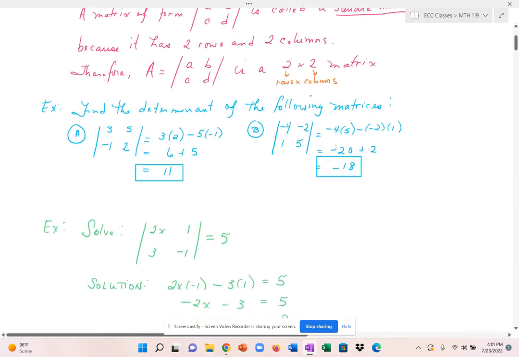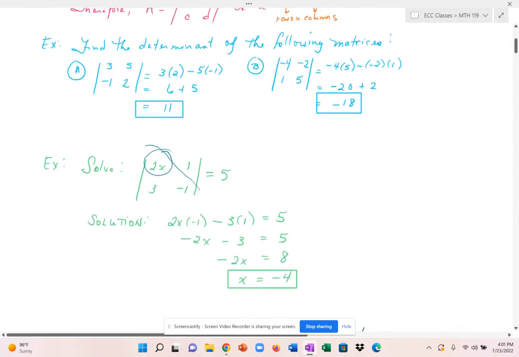In this next example, we're going to use what we know about how to evaluate a determinant to solve for x. We have an element here with the variable x. So I want to do 2x times -1, that's -2x, minus 3 times 1 equals 5. So I get -2x minus 3 equals 5. Add 3 to both sides, and you get -2x equals 8. And so therefore, x is equal to -4.